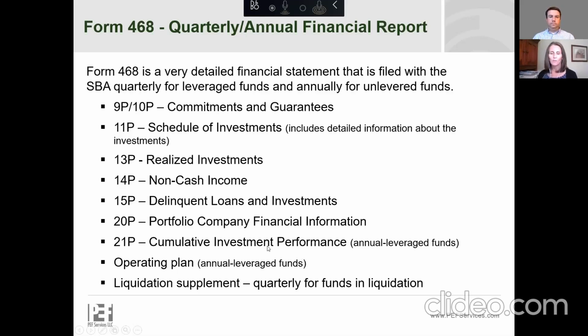And the cumulative investment performance schedule, this is filed annually for leveraged funds. It has your metrics, so your IRR, distributions to paid in, and total value to paid in are included in that form as well. The SBICs, the leverage funds, will submit their operating plan annually.